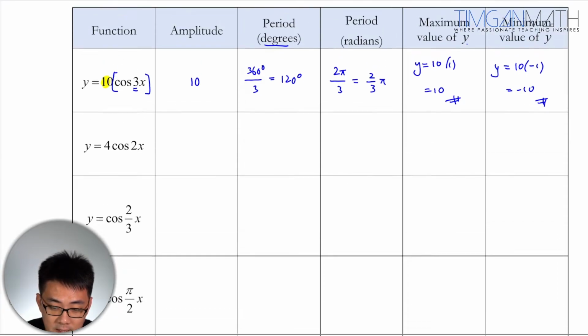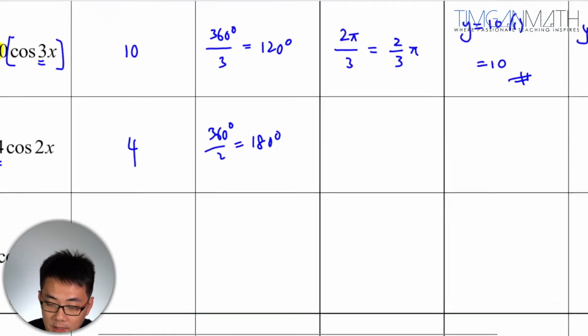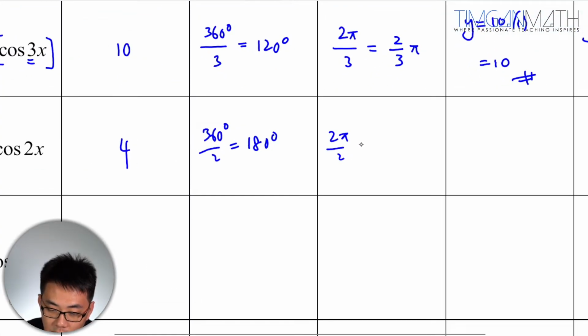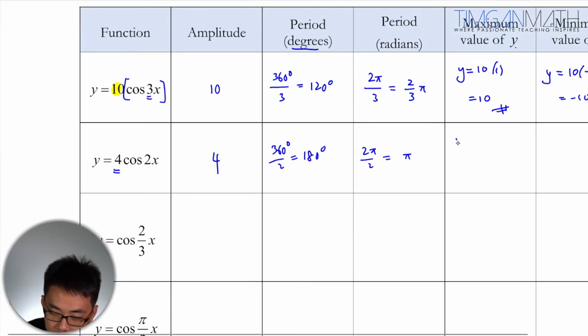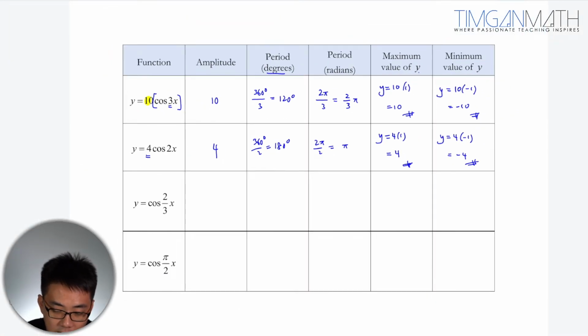In this case here, the amplitude will be 4. The period will be 360 divided by 2, which is 180 degrees. The next one will be 2 pi divided by 2, which is pi radians. Then y is 4 times 1, so the maximum value will be 4, and y will be 4 multiplied by negative 1, so the minimum will be negative 4. So these are the answers here.